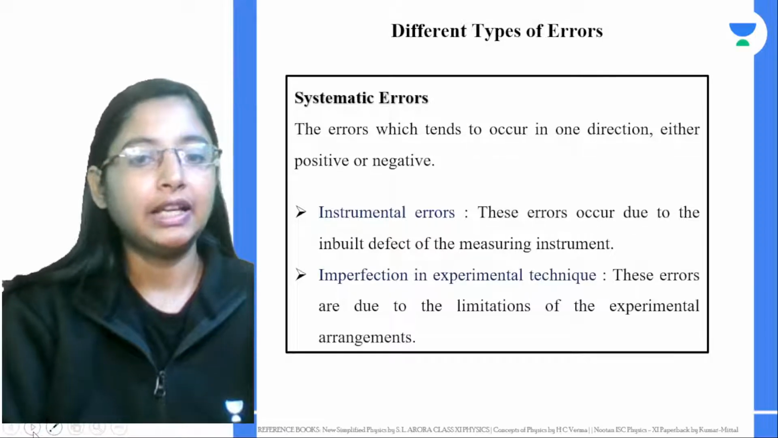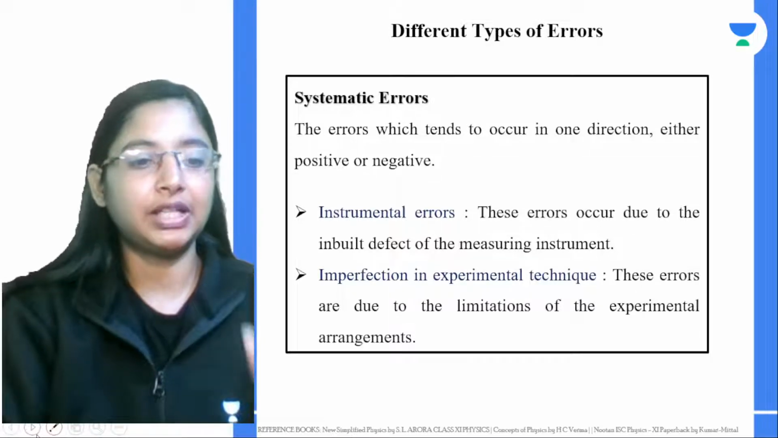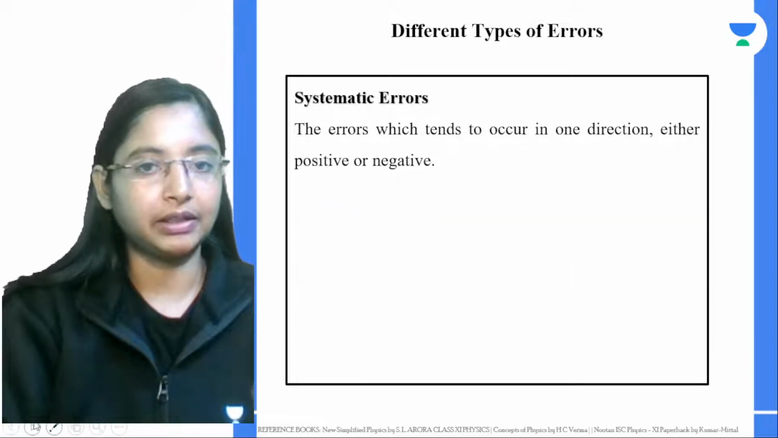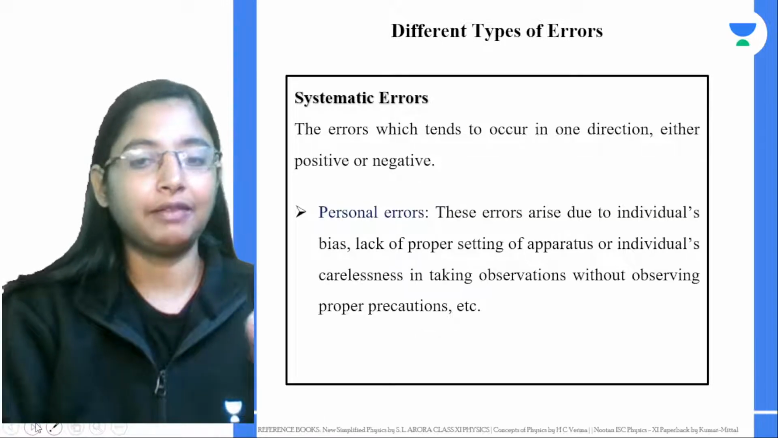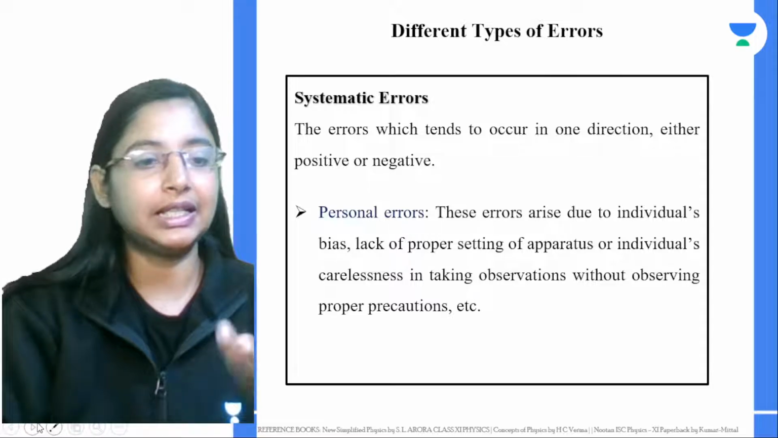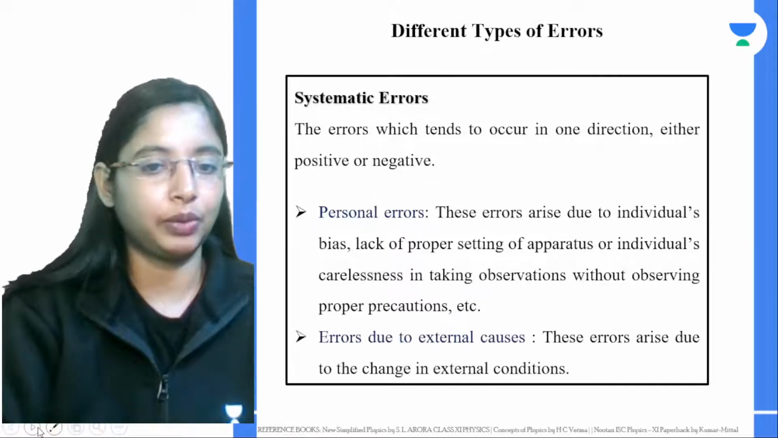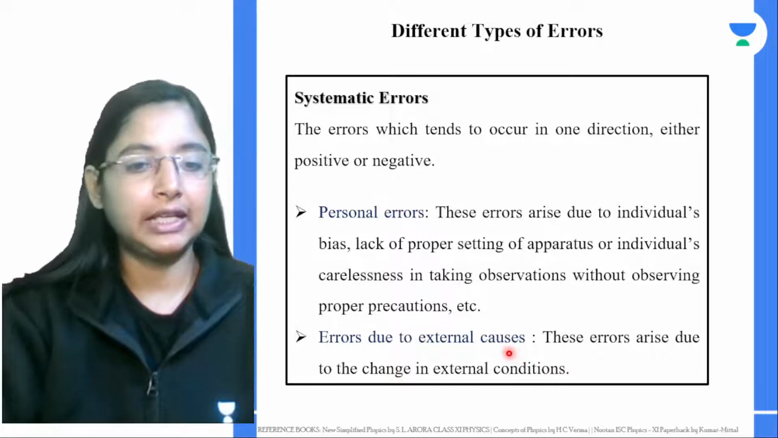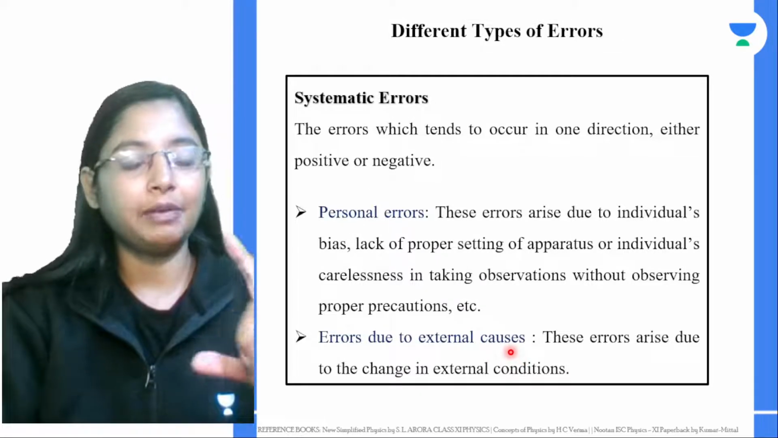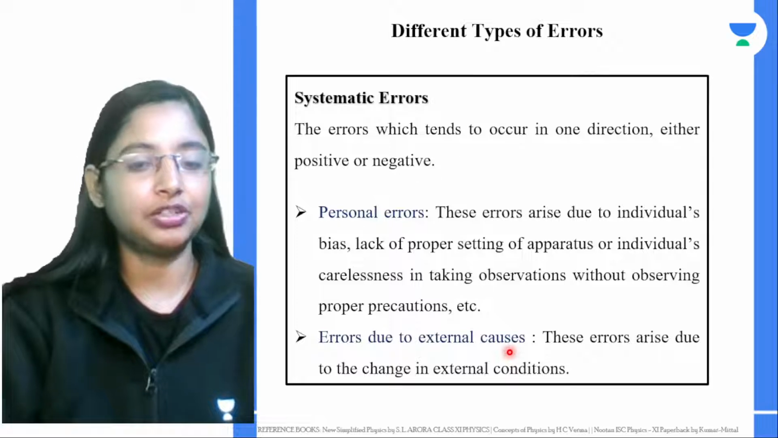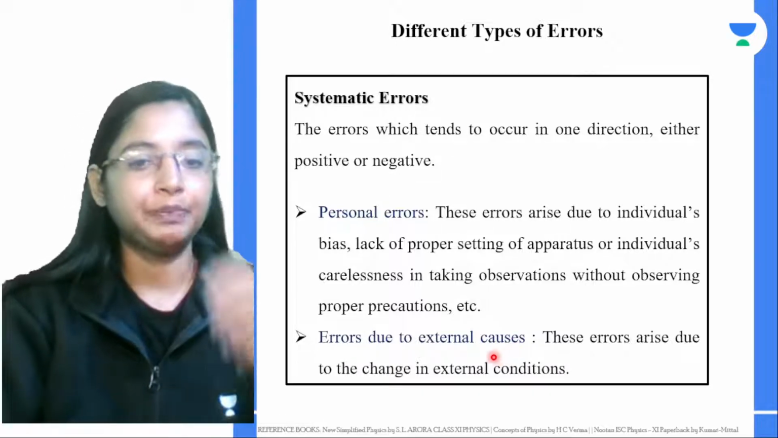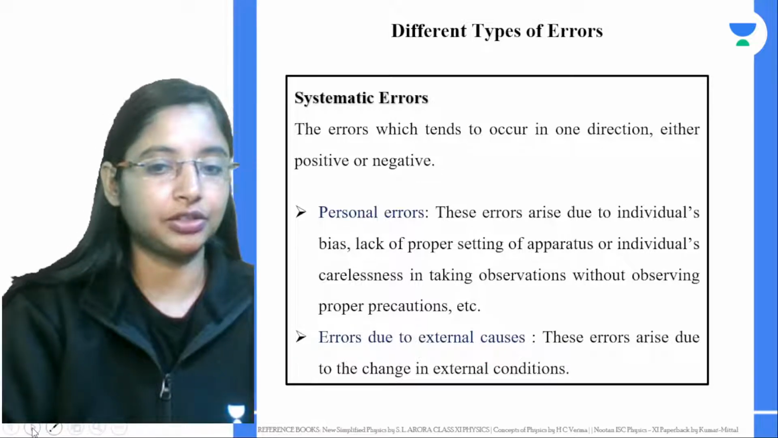Then, when you're taking the reading, if there is any imperfection in the technique, that could lead to systematic errors. Next, personal error: if the person taking the reading makes careless mistakes, that can lead to an error. Then there is error due to external causes. Let's say using a steel scale to measure some length, and because of a change in temperature the steel ruler expands. This is error due to external causes.